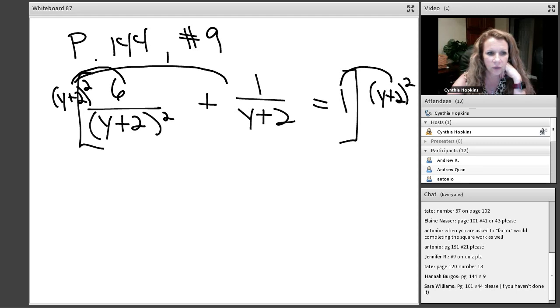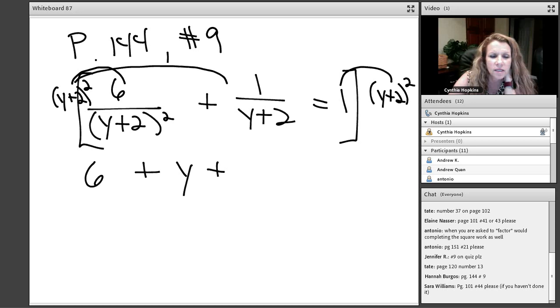Okay, I think I'm going to go like this, and like this, and like this, so I don't forget to distribute to every single term. All right, the y plus 2, the quantity squared, is going to cancel completely, so that first term just turns into a nice, easy little 6. Plus, when I distribute to the second fraction, one of the y plus 2's cancels, but then my plus 1 in the numerator needs to get multiplied by the other y plus 2. So I just get plus y plus 2.